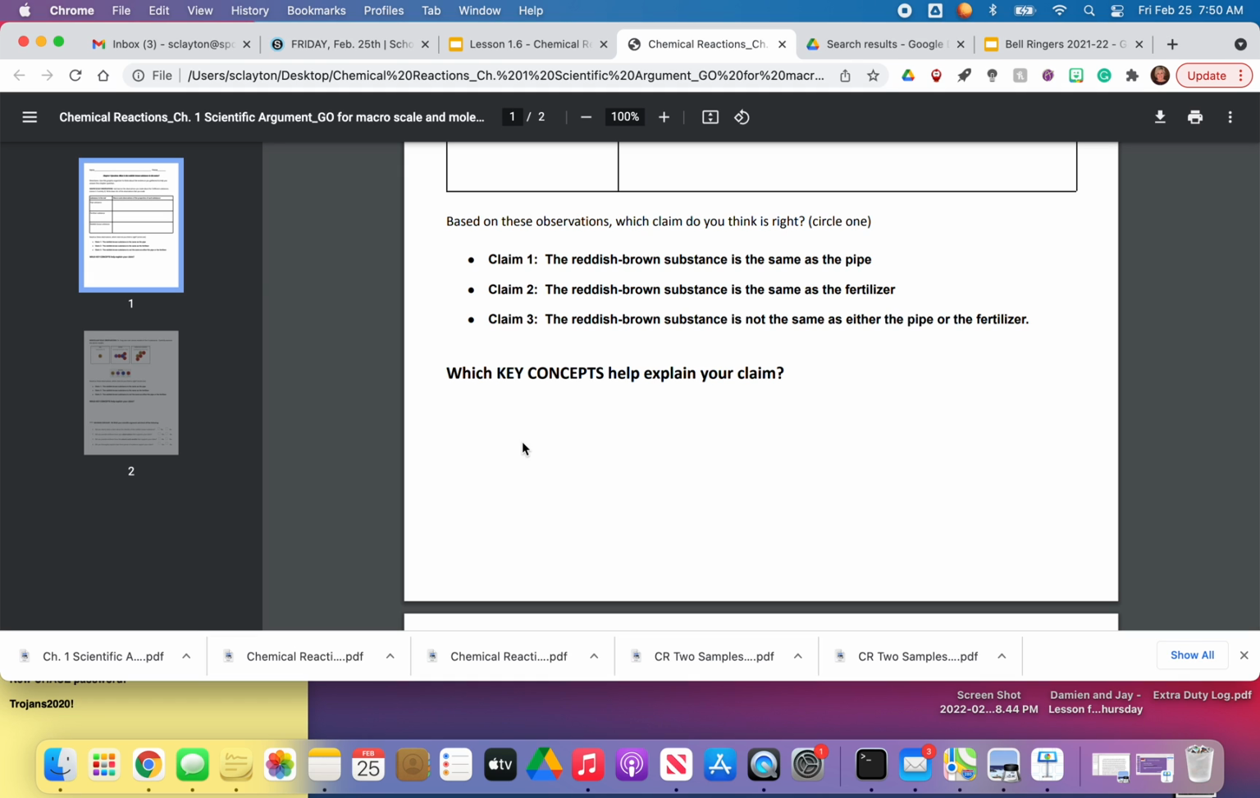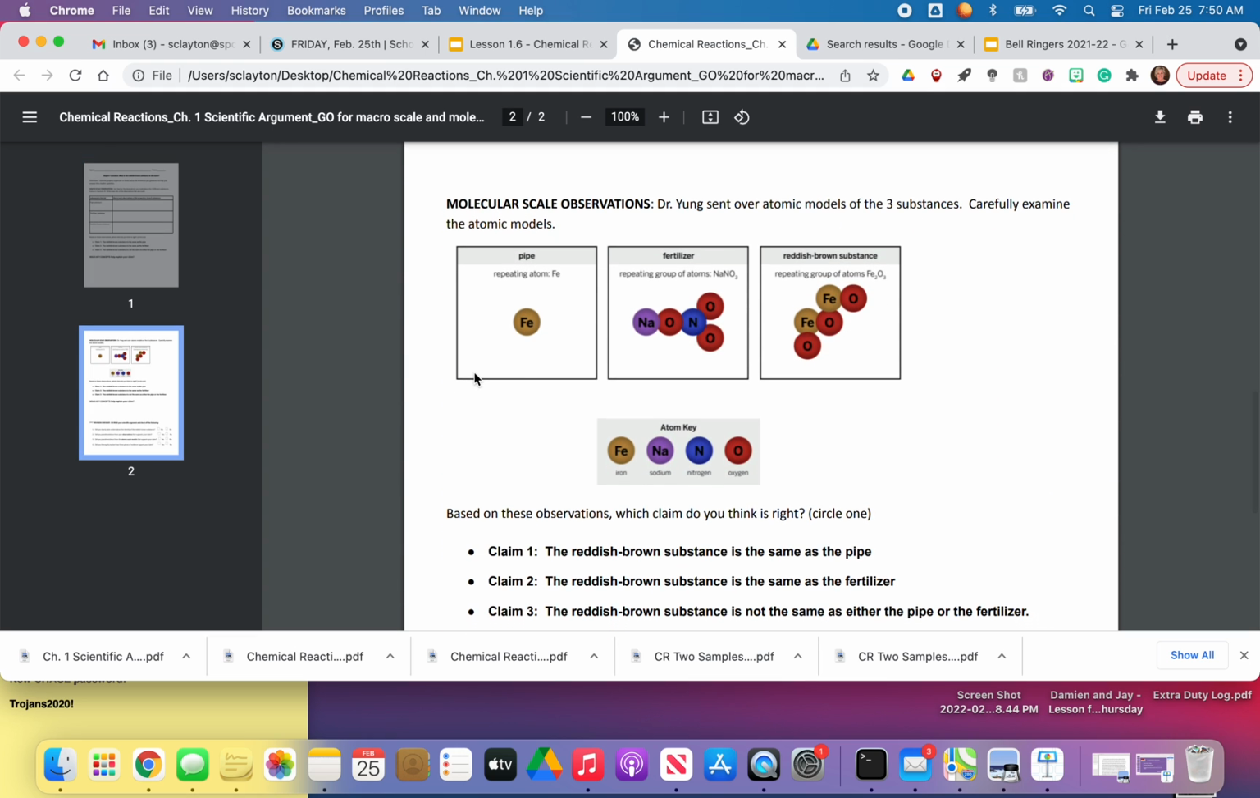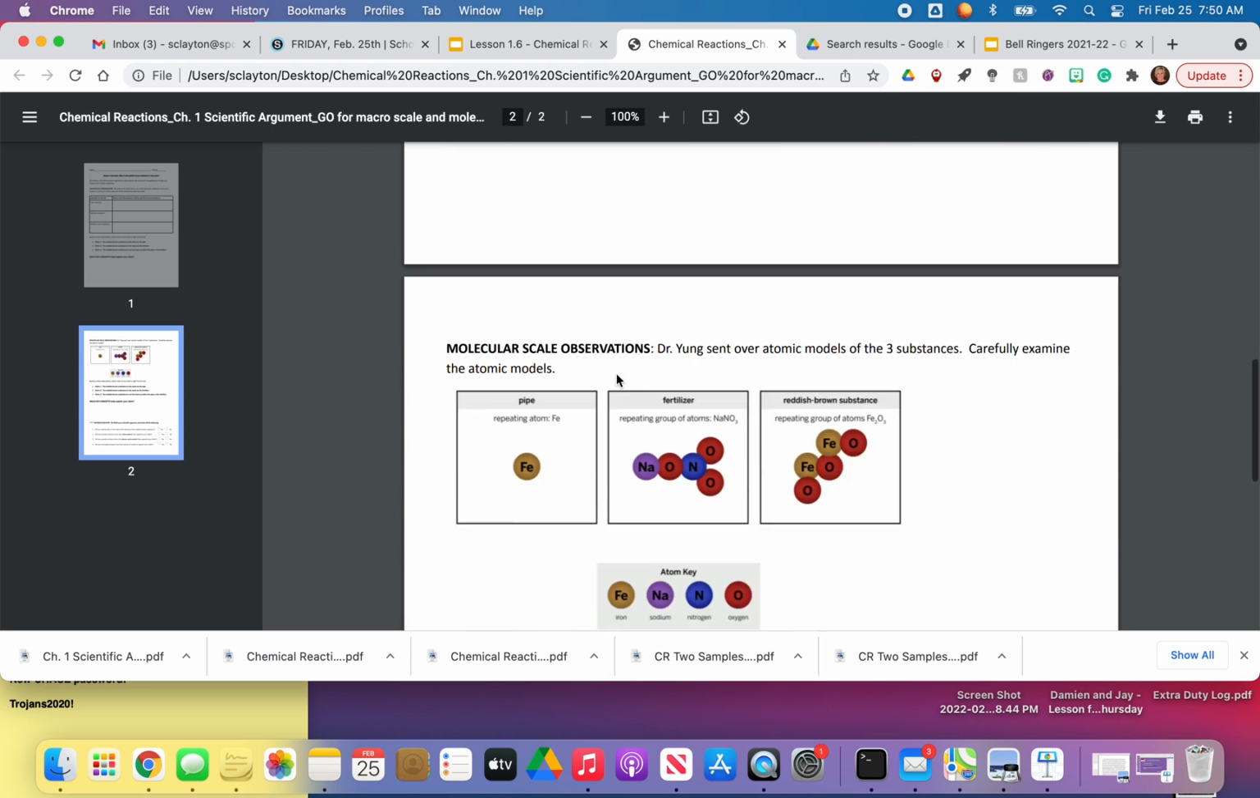And then we have new information from Dr. Yoon. She has sent us this. Now, this is molecular scale observations. And I want you to carefully examine the atomic models, and you'll see that we made observations up here, and we knew based on the macro scale observations that these are different substances. They look different, they had different textures. So these are definitely different.